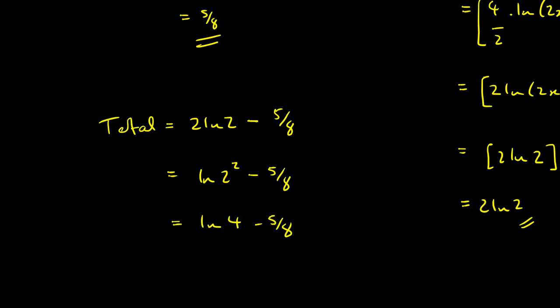So what have I just done there? I've taken the coefficient of 2 and brought it up as a power. So let me check the answer. ln 4 minus 5/8. And that is the correct answer. Okay, so I hope that was helpful.